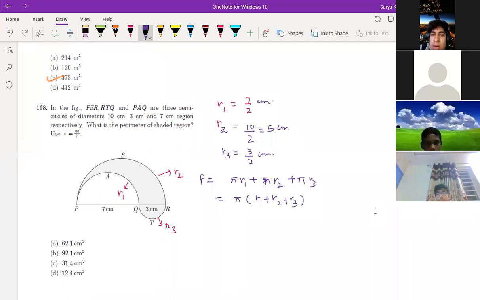Anyone got the answer? Oh, so many children got the answer. Wow. Sir, is the answer 31.4? Yeah, sir. Okay, what is the perimeter of a semicircle, Teja? Sorry, tell me. What is the perimeter of a semicircle?